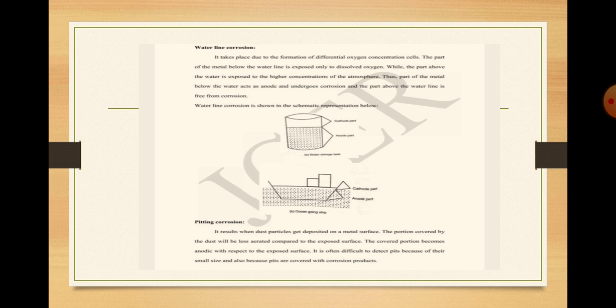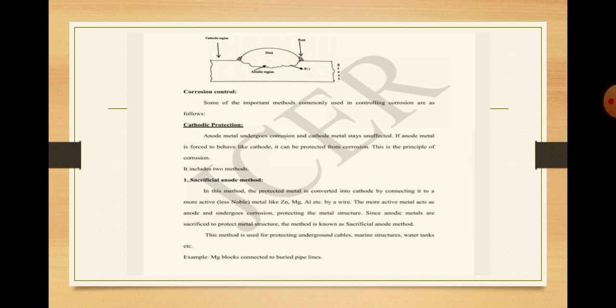Pitting corrosion occurs as a result of dust particles getting deposited on the metal surface. The portion covered by dust particles is separated from the exposed surface, and with respect to the exposed surface it becomes small in size and becomes a pit which is covered with corrosion products. Here is the diagram of corrosion products.